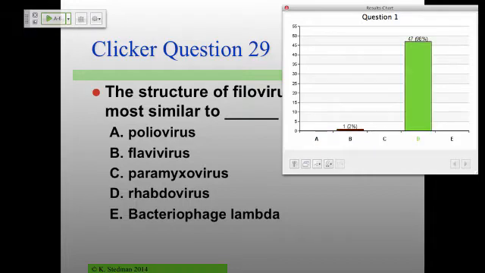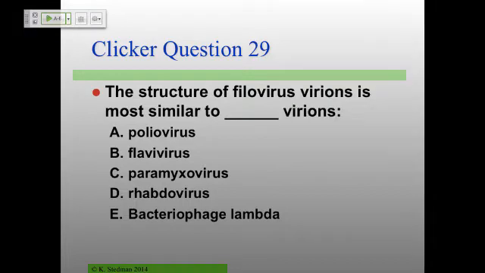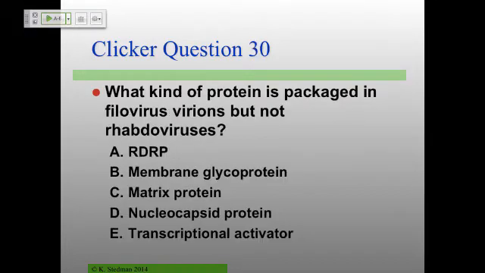Okay, next question: what kind of protein is packaged in filovirus virions but not in rhabdoviruses? RDRP, membrane glycoprotein, matrix protein, nucleocapsid protein, or transcriptional activator.